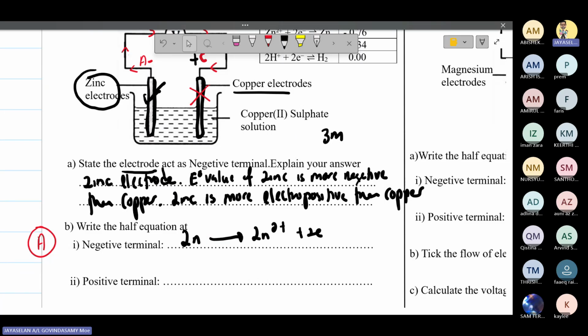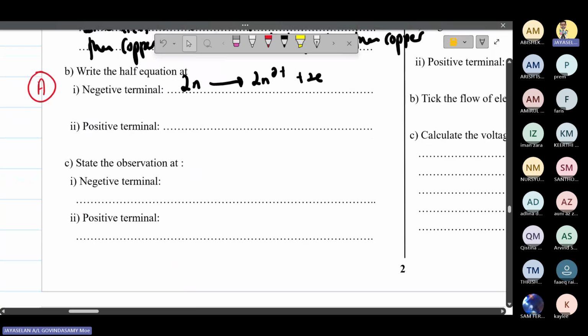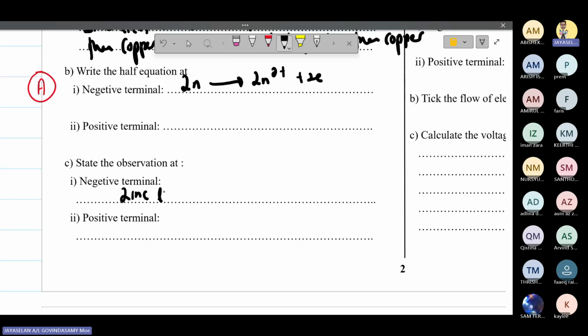After you do this, you go to the observation. What is the observation at the negative terminal? The rod becomes thinner. So what rod? The zinc electrode becomes thinner. Any question? You already score 1 mark.